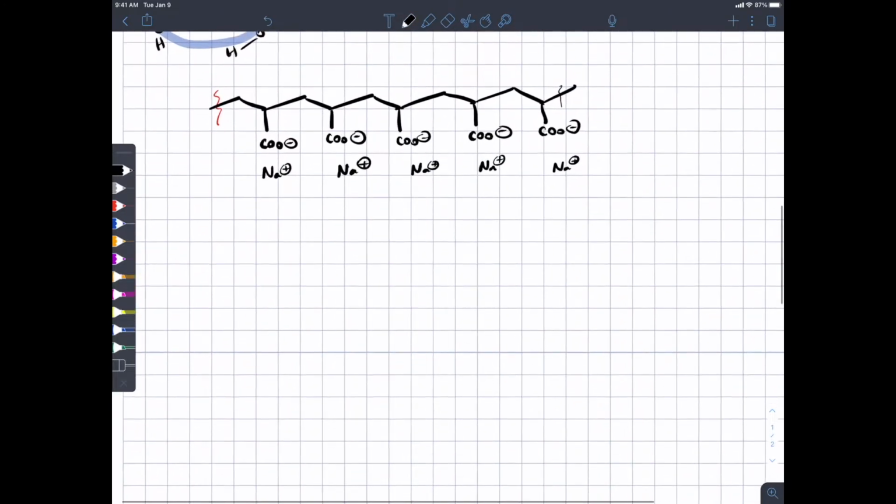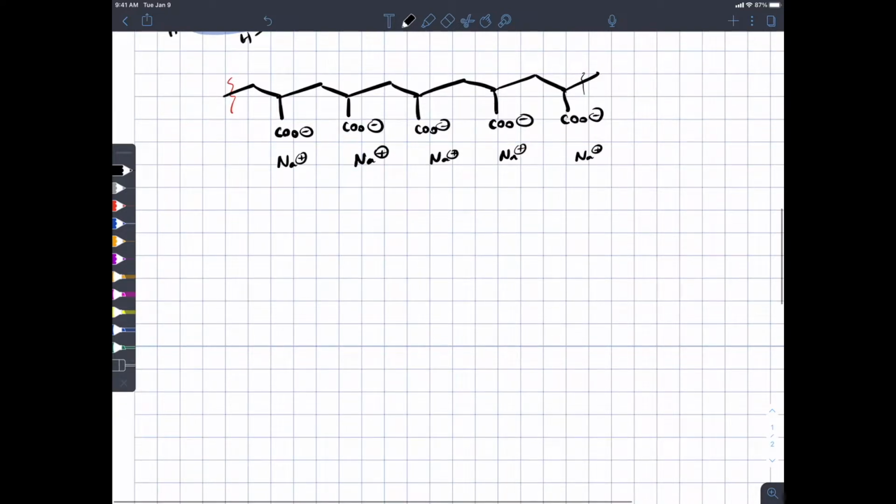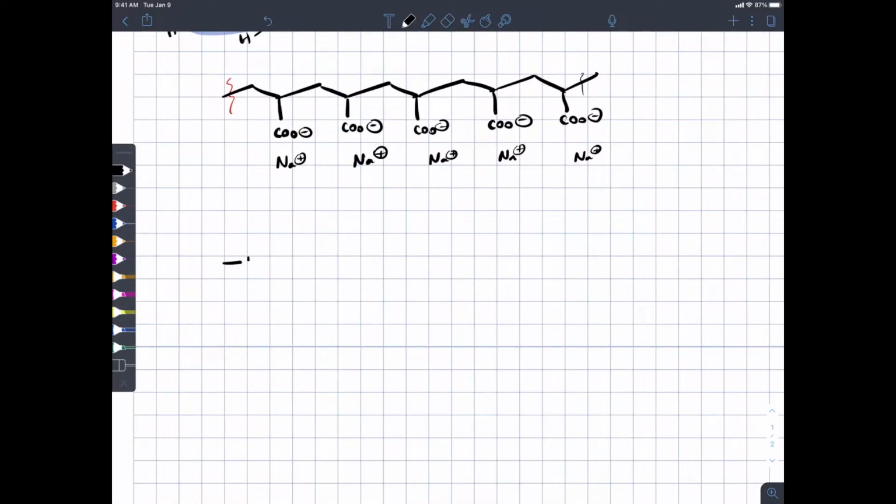Classic example of a polyanion where ion pairs are important is in nucleic acids. So as you know, the sugar phosphate backbone of a nucleic acid is heavily negatively charged. What am I struggling with here? So here would be the base, whatever it is.